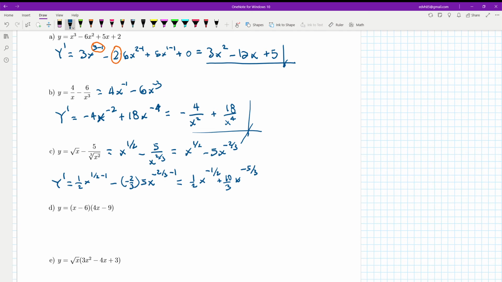And we're done with the calculus, except that we still need to rewrite this with positive exponents and also go back to rewrite it as a radical. So we're going to do 2x to the 1/2 in the denominator of the first term plus 10 over 3x to the 5/3. And we are almost there. All we do is write 1 over 2 square root of x plus 10 over 3 cube root of x to the 5th power. And that's the final answer.